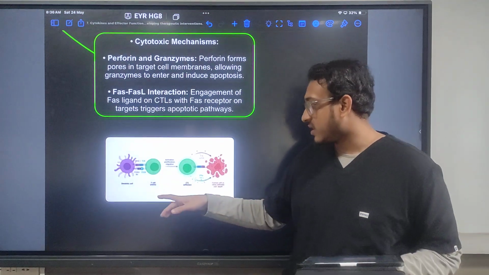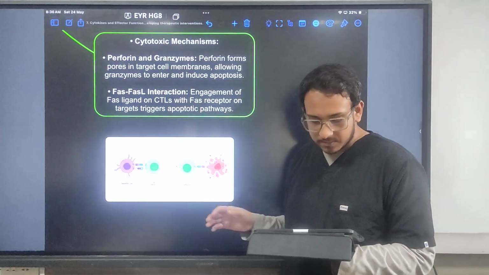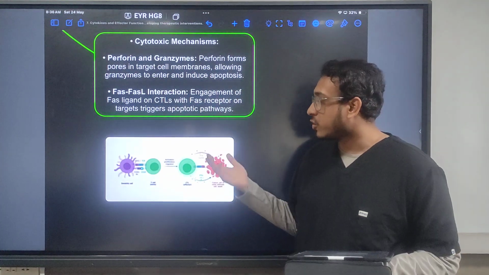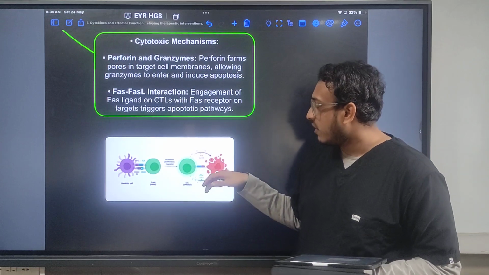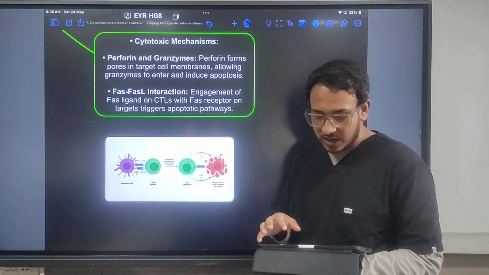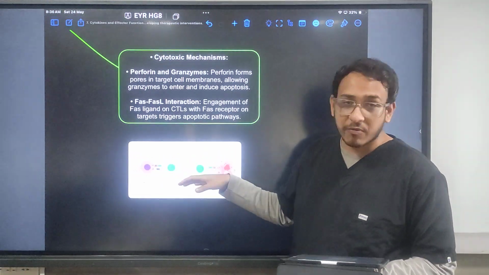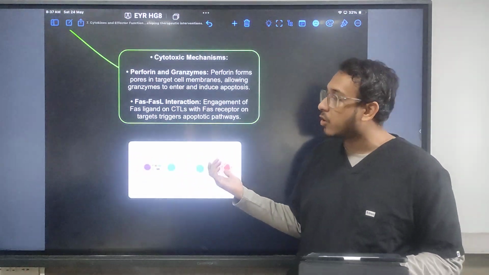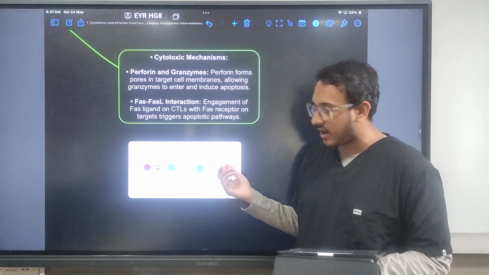This is the image that is shown here. That shows the cytotoxic mechanism. This is the image of perforin. The molecules will go inside, the granzymes will go inside, and it will trigger apoptosis.